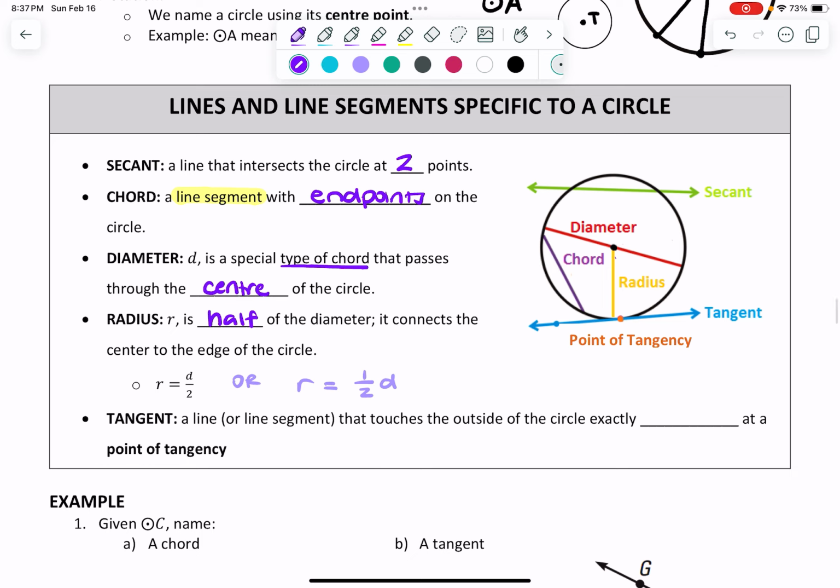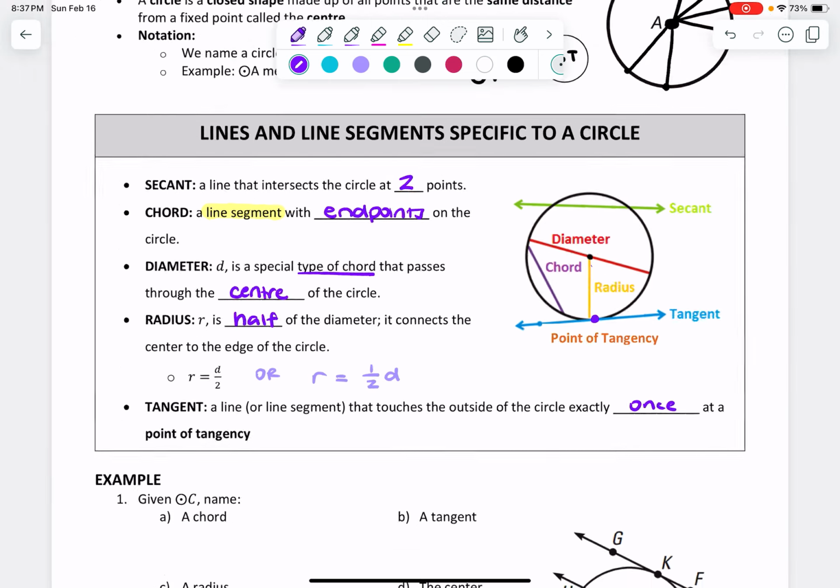All right, next is a tangent. Now, a tangent can be a line. It could be a line segment. It could be a ray, in which it only has an arrow on one side. But it's any sort of straight line segment, etc., that touches the outside of the circle exactly once. So a secant goes through twice. A tangent only touches that outside once. And that point in which it touches is called the point of tangency.